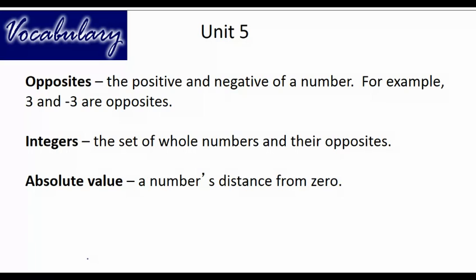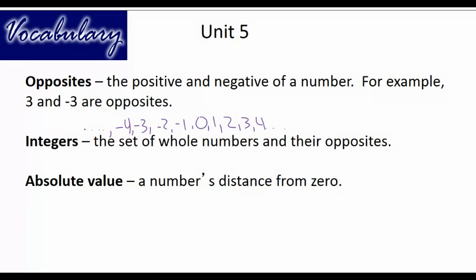Next, the definition we have is integers. Integers is the set of whole numbers and their opposite. So if you remember, whole numbers are 0, 1, 2, 3, 4, and so on forever and ever. So it says the set of whole numbers and their opposite. So integers not only includes the numbers we learned as kindergartners, but it also includes the negatives as well. So negative 1, negative 2, negative 3, negative 4, and so on this way.